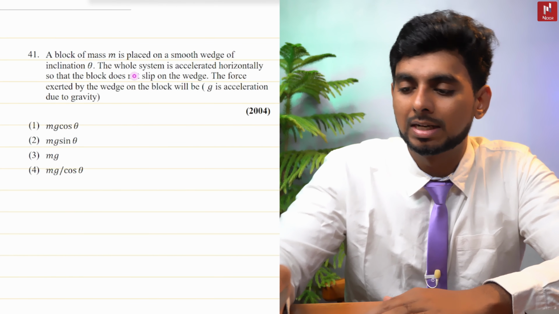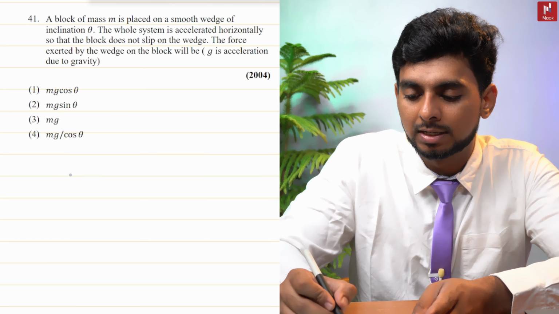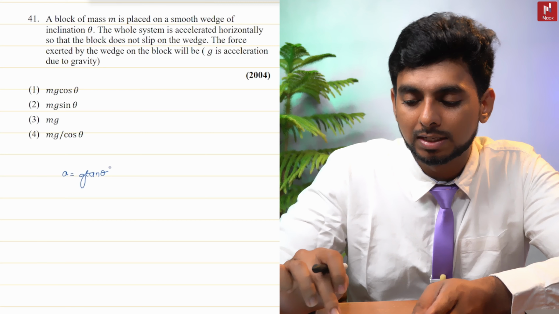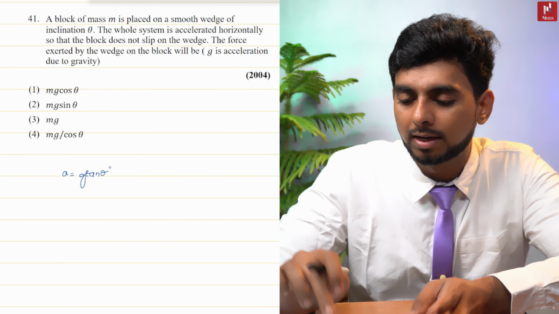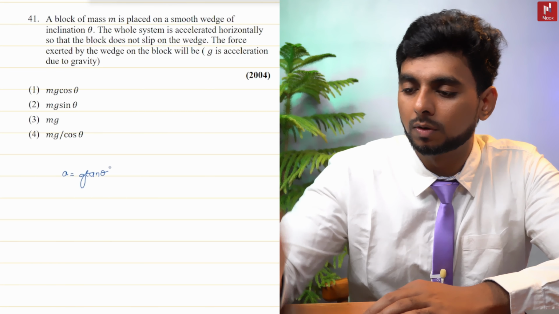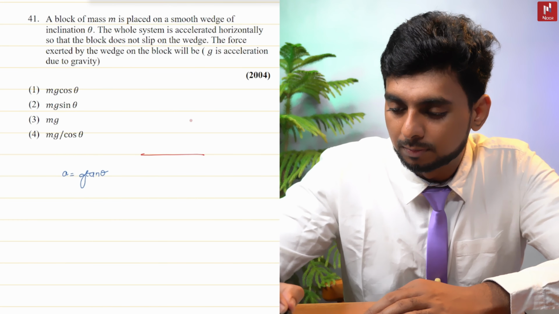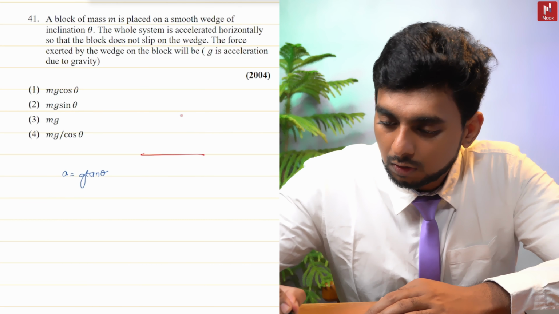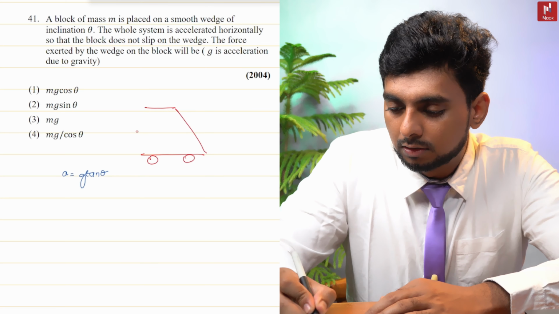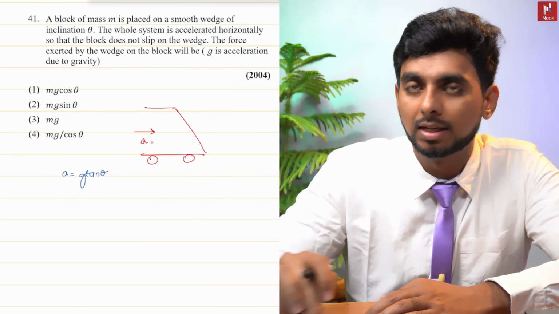Then with what acceleration should it accelerate? This is something we have already seen. The acceleration a should be equal to g tan theta, so that the block on the inclined plane is not about to fall down. If I draw the diagram, you have a moving cart with an inclined plane on it, which accelerates towards the right with acceleration a equal to g tan theta.